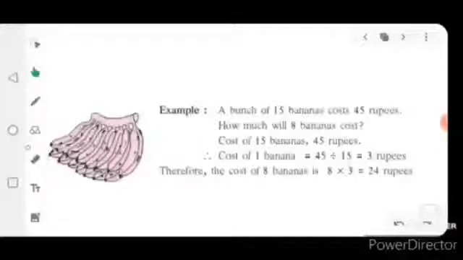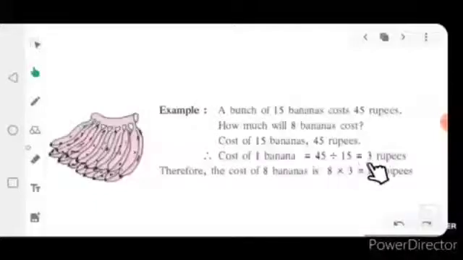First of all, we will have to find the cost of one banana. The cost of one banana can be found by dividing 45 by 15, because the cost is 45 rupees and there are 15 bananas in the bunch. So we divide 45 by 15 and we get 3 rupees, since 15 threes are 45. So the cost of one banana is 3 rupees.